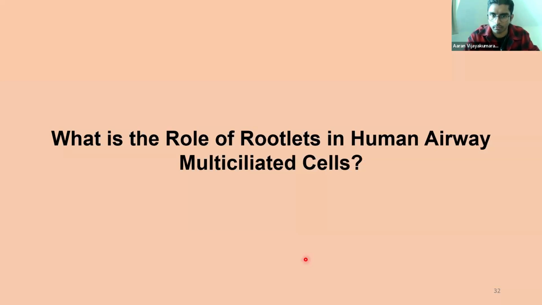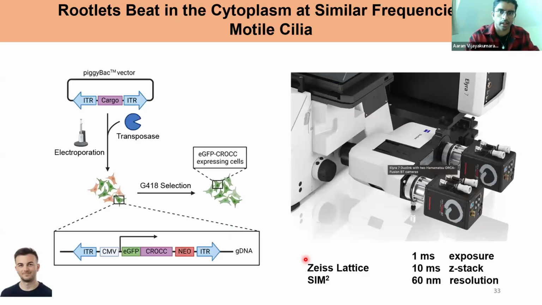So, the big question, what is the role of the rootlets in human airway multiciliated cells? Now, we first wanted to understand rootlet dynamics during ciliary beating. And to do so, an airway cell line expressing EGFP-CROC was generated using the piggyBac integration system. And this was thanks to Chris Godber here, who's a co-author, joint first author on the preprint, who did the GFP work and also the knockout experiment work. So obviously a shout out there.